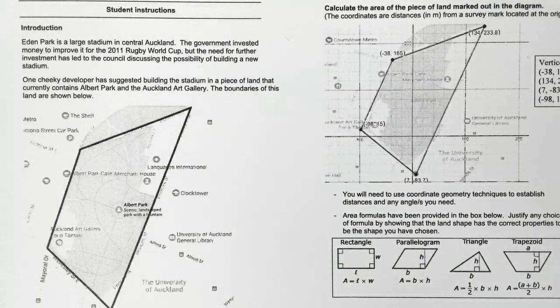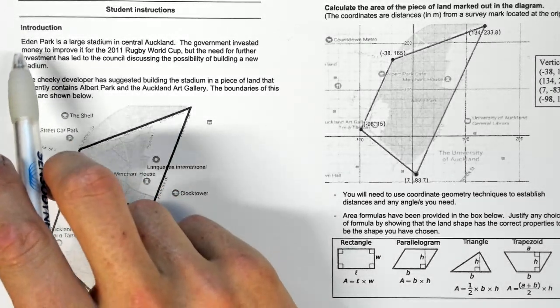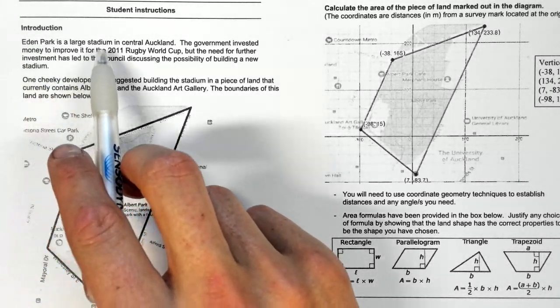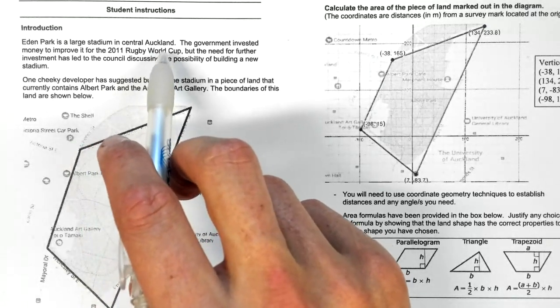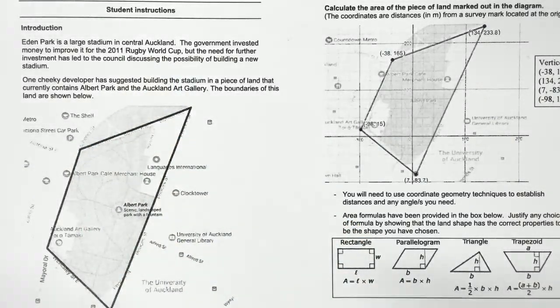Kia ora guys, today I'm going to go through this practice question, the one about Eden Park, a large stadium in central Auckland, so you probably recognise it. What I think this practice assessment is good for is practicing your achieved and merit skills. I can't really see any ways to show any excellent skills during this.